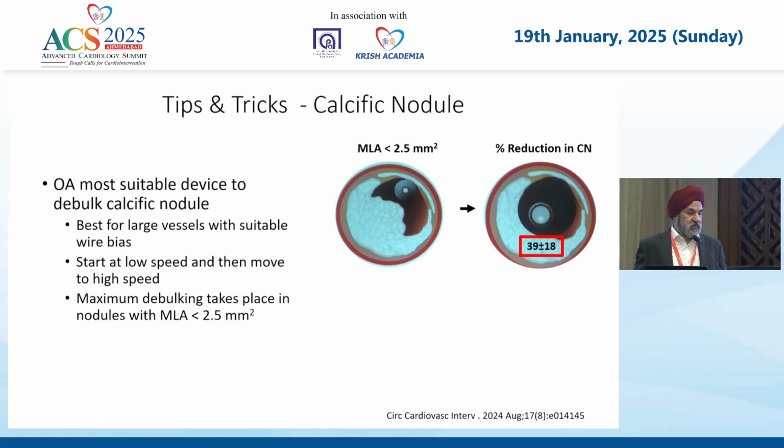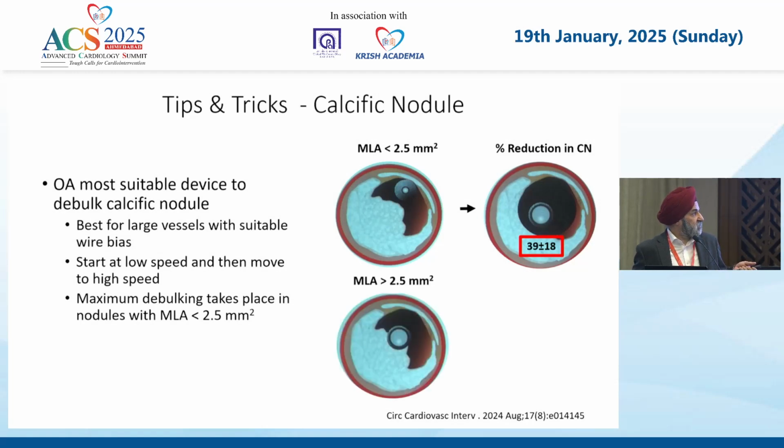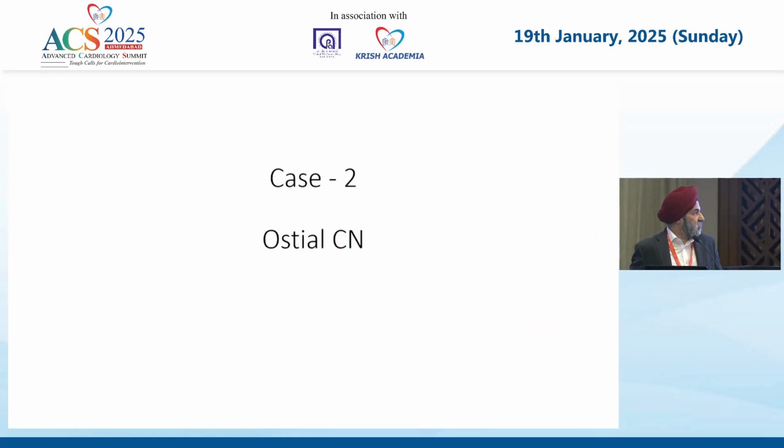You see from this paper, those with MLAs less than 2.5, the percentage reduction was nearly 40%. And those with the larger MLAs, the reduction was only about 17%. It stands to reason. If you have a very large vessel, we know that orbital as a tool rotates and orbits. If your orbit increases, your centrifugal forces come down because it works with the formula where radius is in the denominator. So if the radius increases, your force comes down tremendously, so your debulking will not be good.